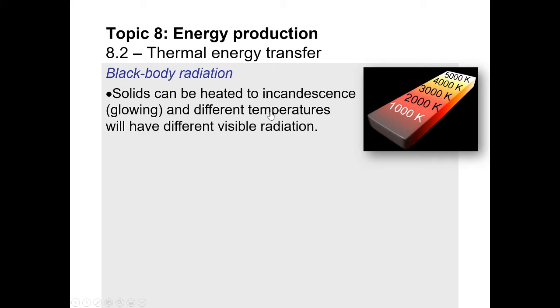So on this slide, we're introducing a new piece of terminology, incandescence. Okay, so solids can be heated to incandescence, and different temperatures will have different visible radiation. Incandescence just means when you take an object and you heat it up, its color will change. It can be made up of the same material, but if you change its temperature, it'll emit different colors, or rather in this case, it will reflect different colors. Its properties will change.